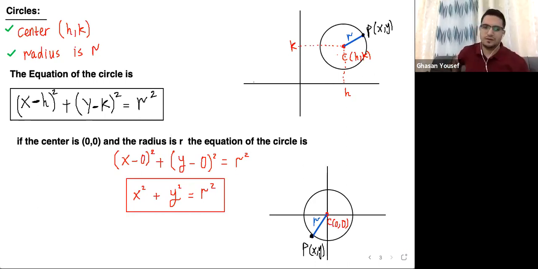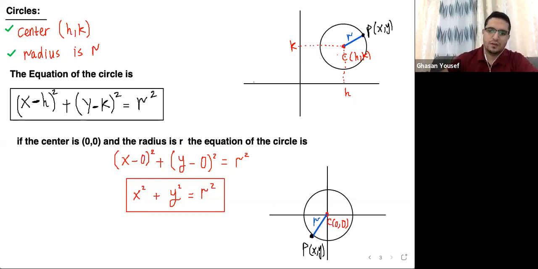Any question for this slide? Makes sense? Okay, so the important things to focus on in the circle are the center and the radius. These are the two important things to find the equation for any circle.